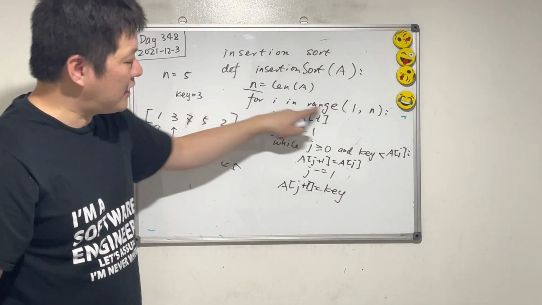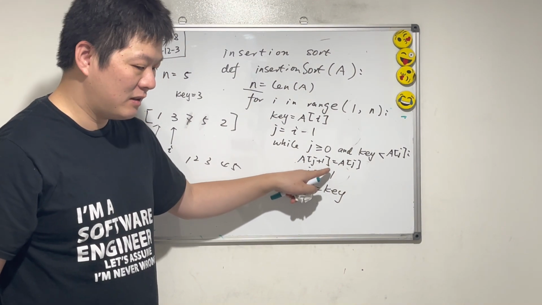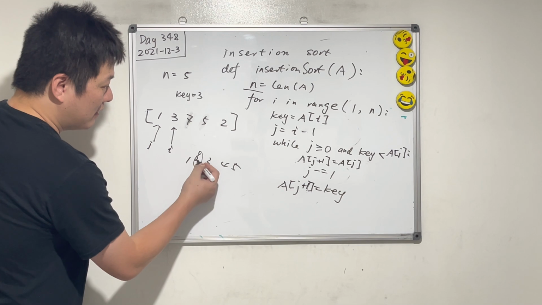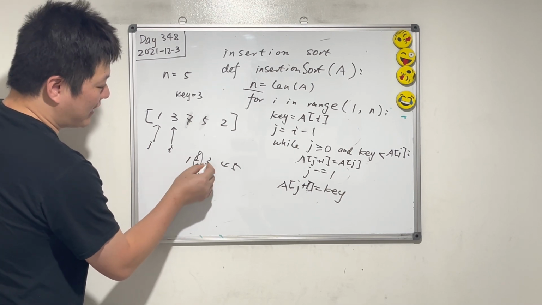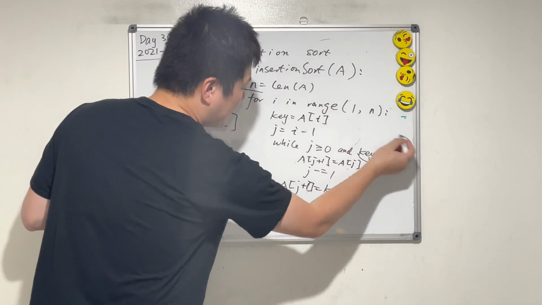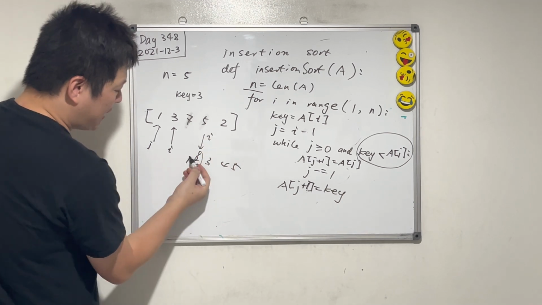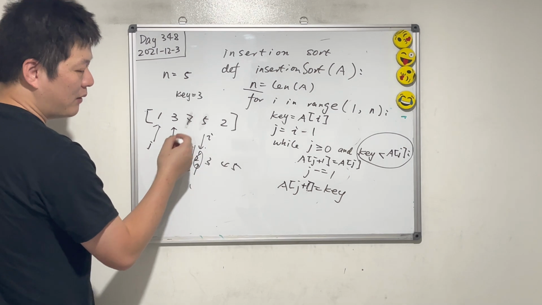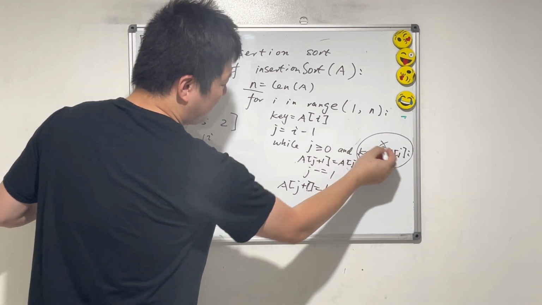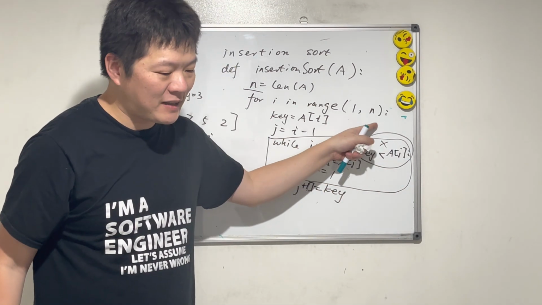If this is in order, do we go in here somehow? Because j is i minus 1, we are always checking the previous value, whether the previous value is bigger than the key. For a sorted array, the key is always bigger than the previous value. So key smaller than previous value is never true, and this while loop never gets executed. So what is the time complexity in the best case?